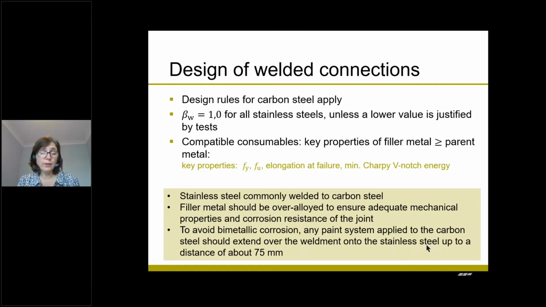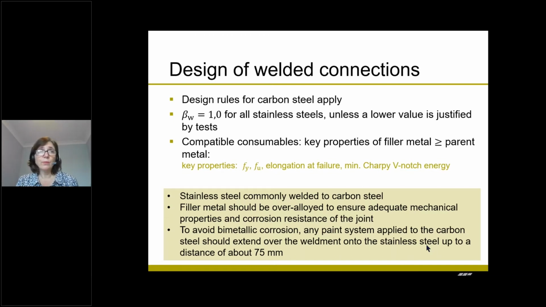It's very important that suitably qualified welders are used, and when it comes to duplex, certainly greater control of temperatures, etc., is needed to achieve a good joint, and there's lots of guidance on that available. We're commonly asked, can you weld stainless steel to carbon steel? And yes, of course you can, because rarely would you have an entire stainless steel structure. You would always be connecting to carbon steel at some stage. So yes, you can weld them.